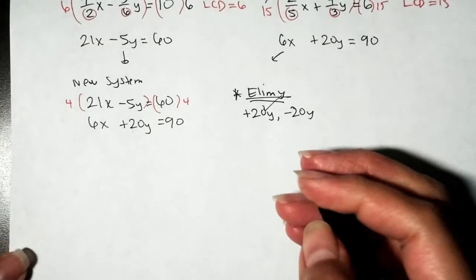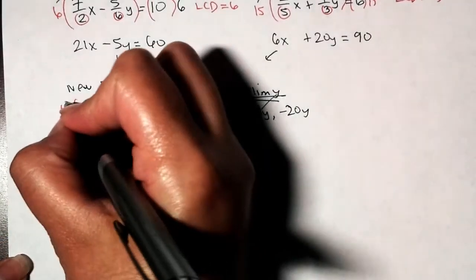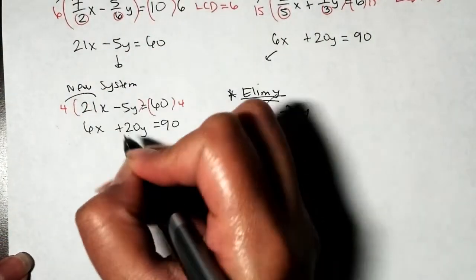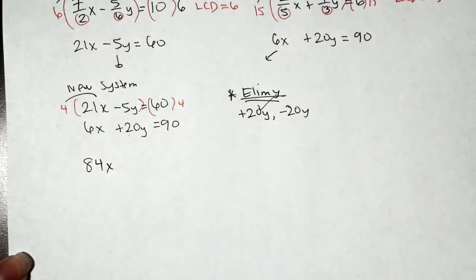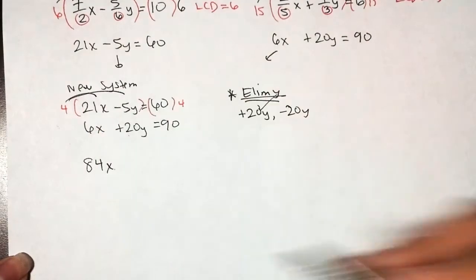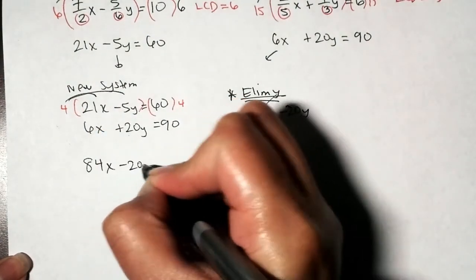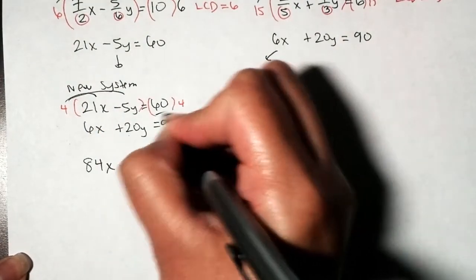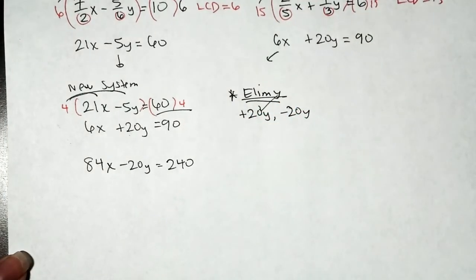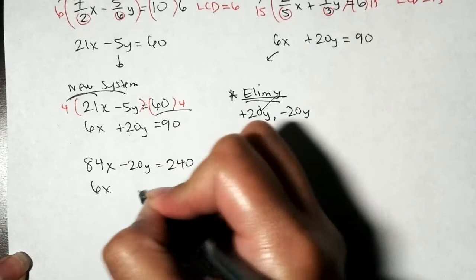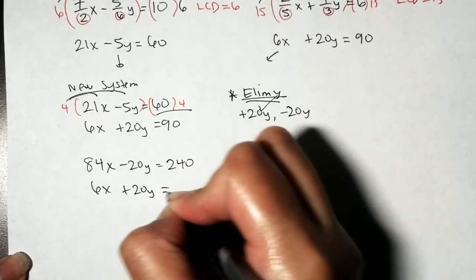So when we do, let's go ahead, distribute. The product of 4 and 21x will give us 84x. Next, the product of 4 and negative 5y will give us negative 20y. And the product of 4 and 60 will give us 240. Okay, let's go ahead, bring down the second equation, or the bottom equation, because it was perfect.